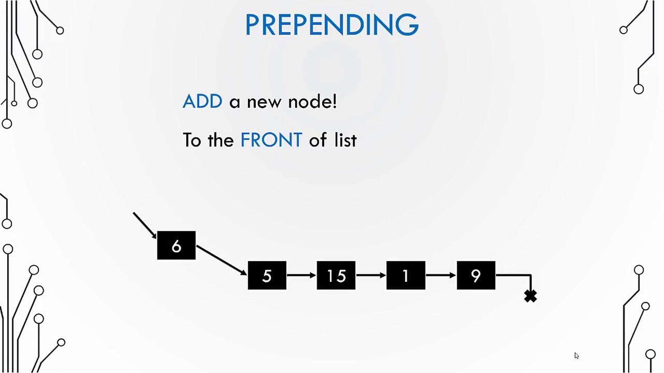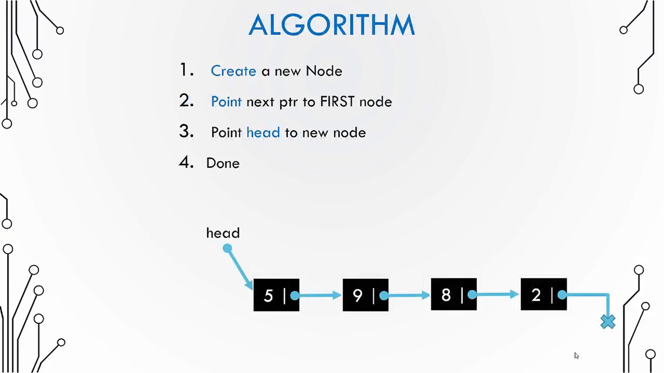Let us make this understanding clearer by going through this algorithm. There are just 3 steps to prepend a node to a linked list. The first one is to create a new node. When you create a node, you will have a data part and a link part. Now, since we are prepending a new node, we need to point that new node to the first node so that the new node becomes the first node.